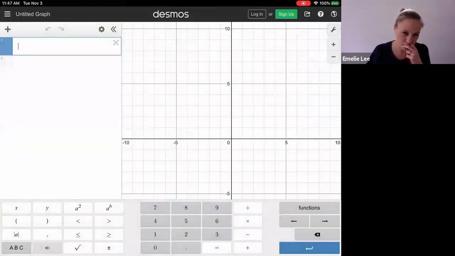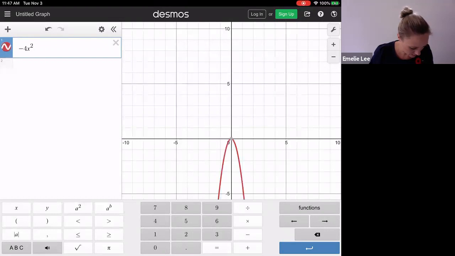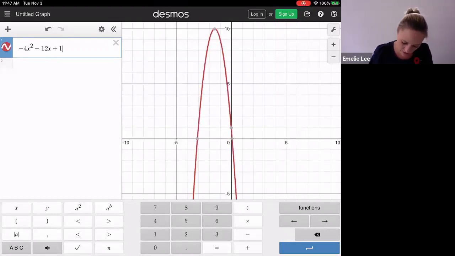It's thinking. Nope, got rid of it. That's okay. We'll flip back and see. The general form was -4x squared minus 12x plus 1.